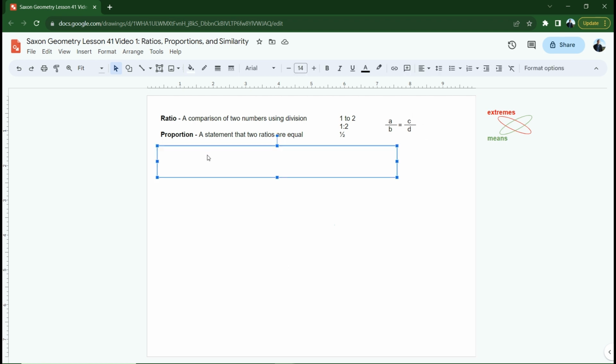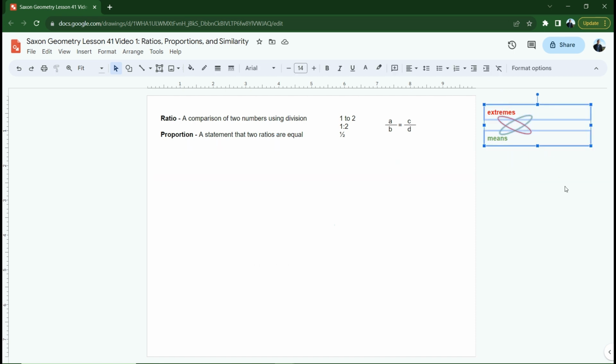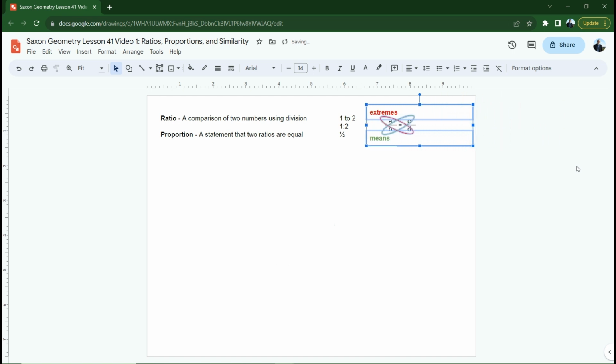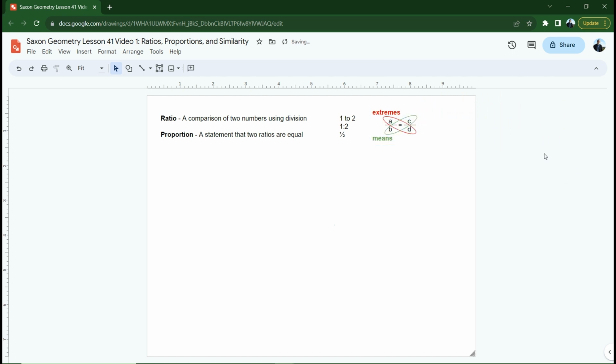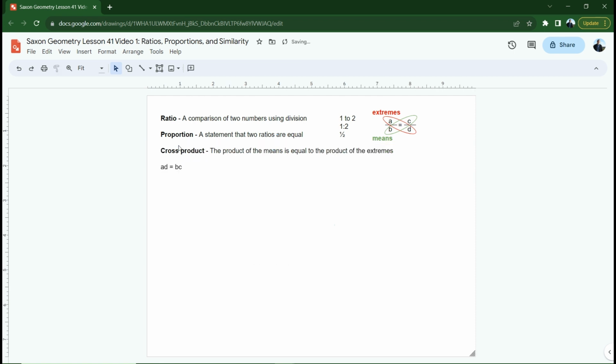All right, and then we can define the extremes and means of a proportion. The extremes include the numerator of the first fraction and the denominator of the second fraction. This is just called the extremes. The means are the denominator of the first fraction and the numerator of the second fraction, when we write a proportion. And then we can use that relationship, the means and extremes, to do this.